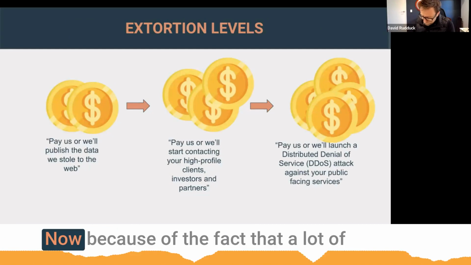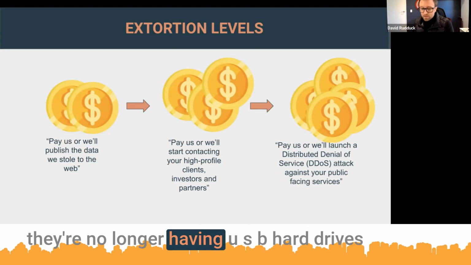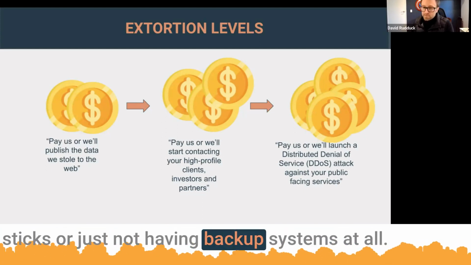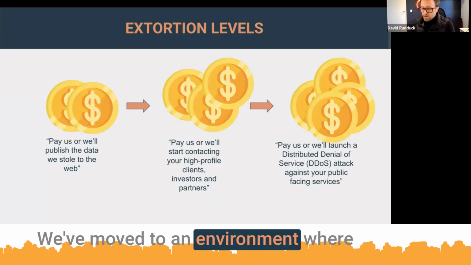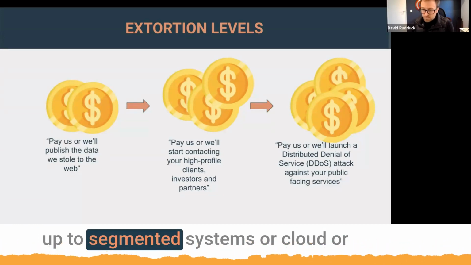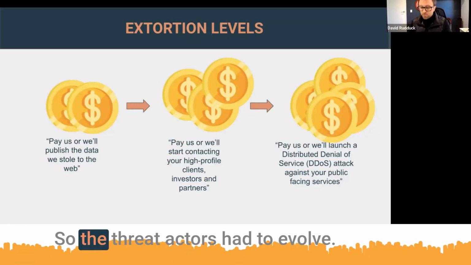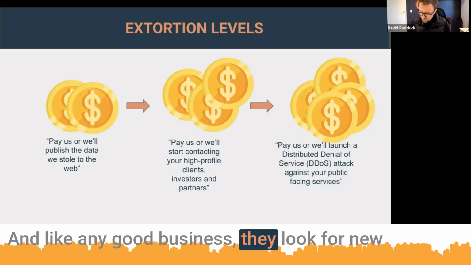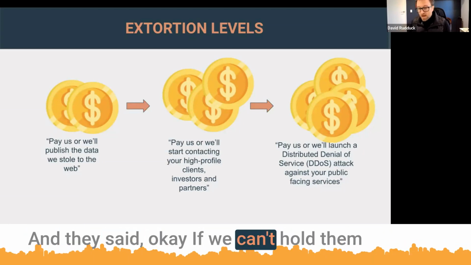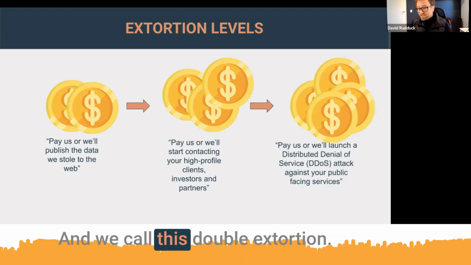Because a lot of businesses got a lot better at their backups, they're no longer having USB hard drives attached to things or taking things home on sticks, or just not having backup systems at all. We've moved to an environment where more and more businesses are backing up to segmented systems or cloud or whatever, where it can't be deleted as easily. So the threat actors had to evolve, and like any good business, they look for new ways to make money out of their customers. They said, okay, if we can't hold them to ransom for just getting their data back, why don't we take a copy of it? And we call this double extortion.